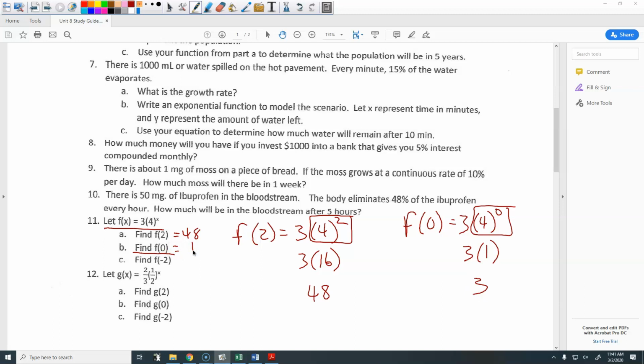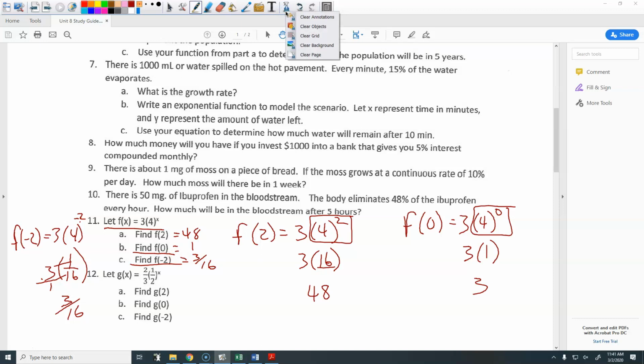Last thing we'll do is we'll go ahead and do f of negative 2. Okay, so we know that 4 to the second power is 16, right? But since it's a negative power, it's going to be 1/16. Remember, negative powers make reciprocals. And you can think of this 3 here as 3 over 1 and just multiply straight across, and you end up with 3 over 16. So final answer there is 3 over 16.